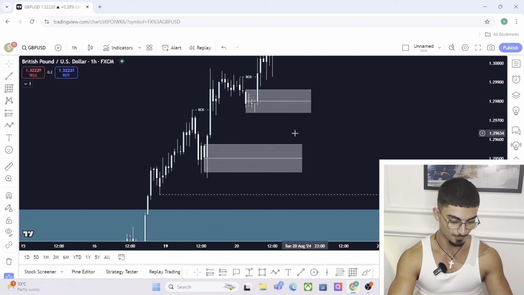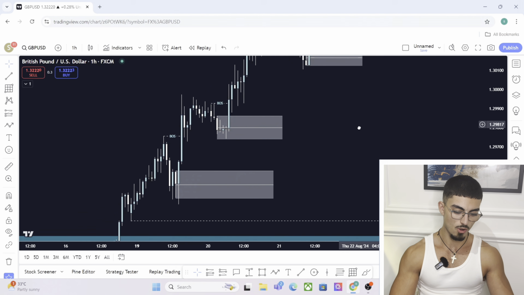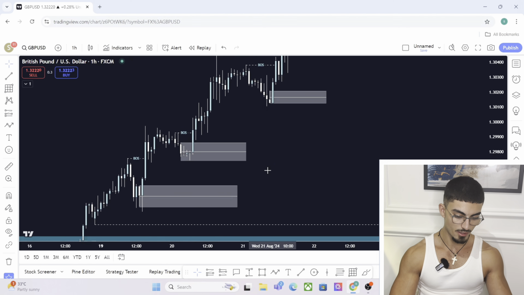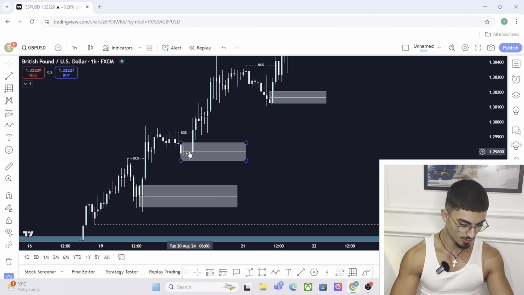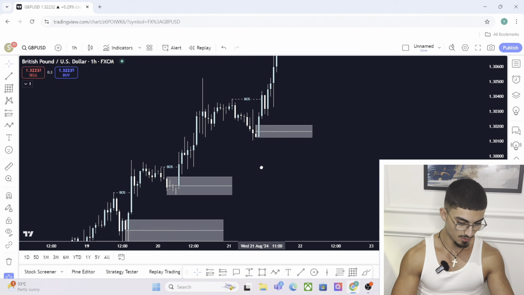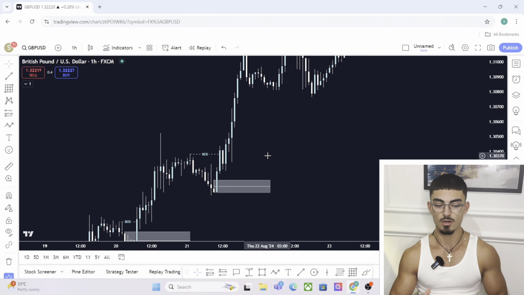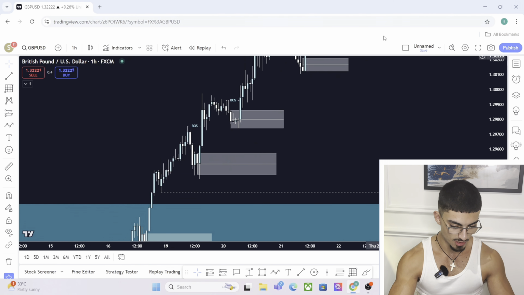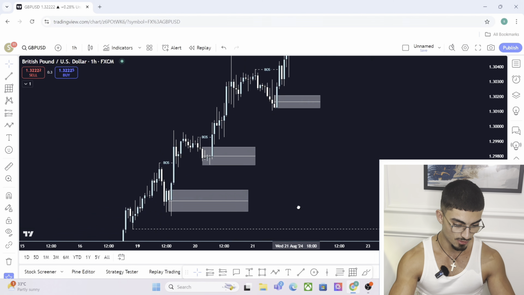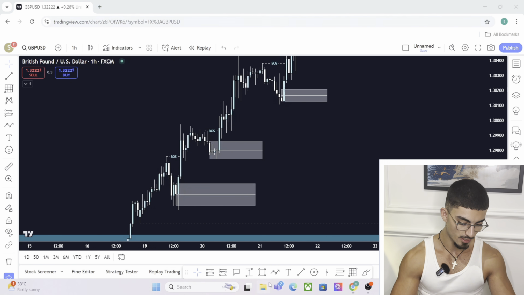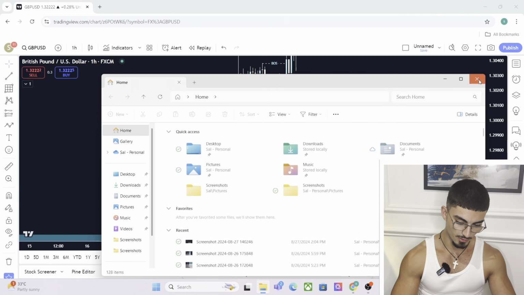As you can see right here, these are 3 examples of demand zones, and they're all completely different. This one consists of a couple of candles. This one consists of 1 candle. This one consists of 1 smaller candle. They're all different, but they are all demand zones. And what you would do is wait for price to pull back into them, which it didn't actually do in any of these examples.